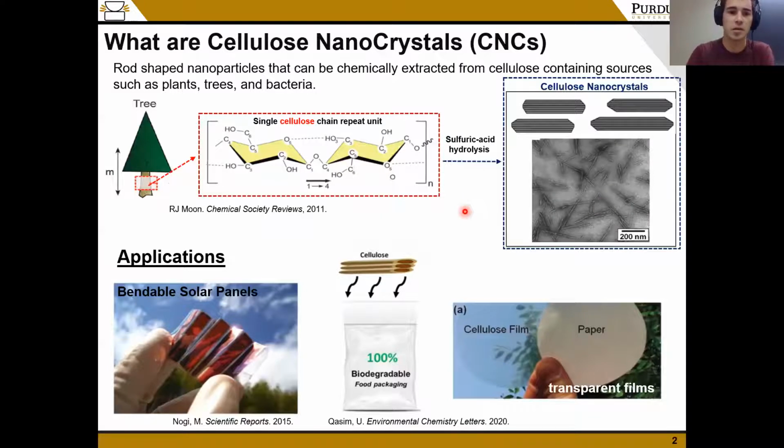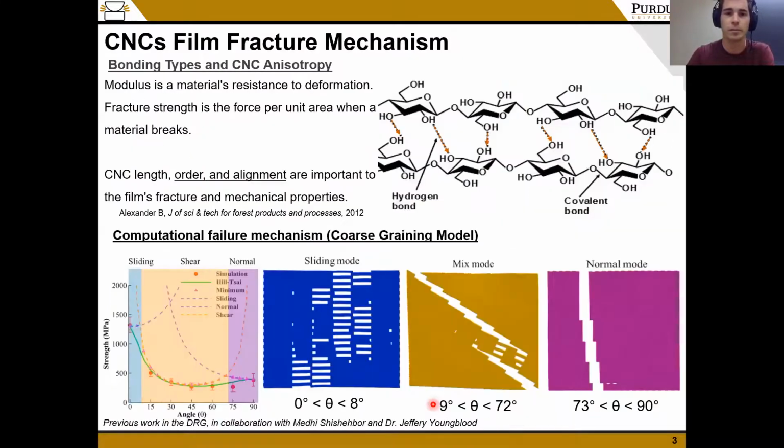And what are some applications of this? Well, cellulose nanocrystal thin films are often transparent and flexible. So some cool things that people have done are create bendable solar panels and transparent films. And then lastly, cellulose is 100% biodegradable, so it's of great interest to replace polymeric materials in food packaging.